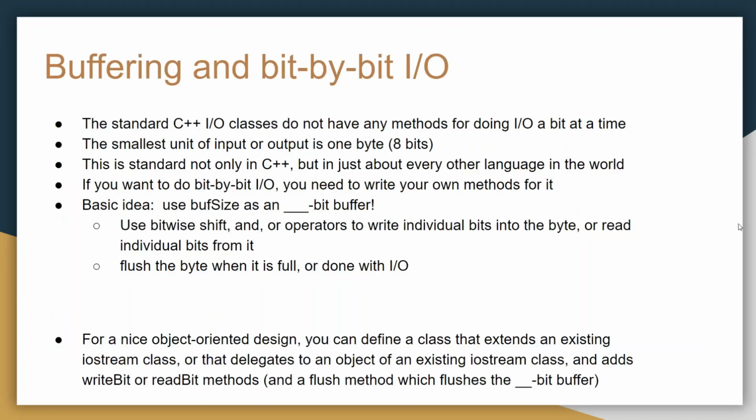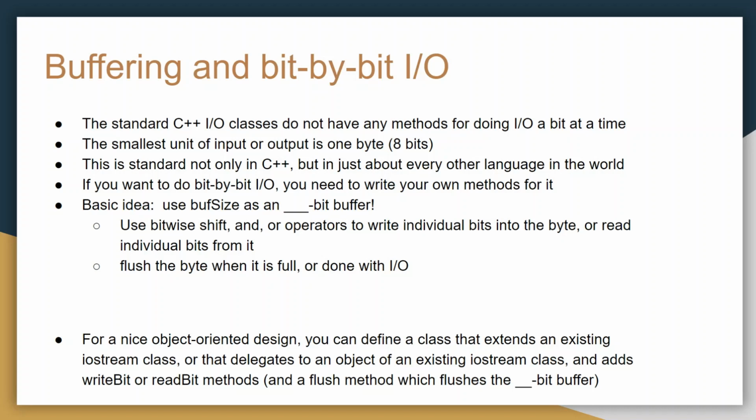Okay, so buffering and bit-by-bit I/O. The standard C++ I/O classes do not have any methods for doing I/O a bit at a time, which is what we're going to want to do. The smallest unit of input or output is 1 byte, which is 8 bits. And remember that 1 byte is 8 bits, as that will be relevant in your assignment as well. Now, this is standard not only to C++, but in just about every language in the world. If you want to do bit-by-bit I/O, you need to write your own methods for it.